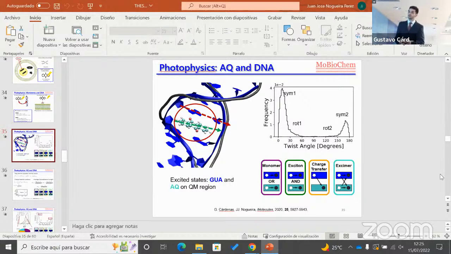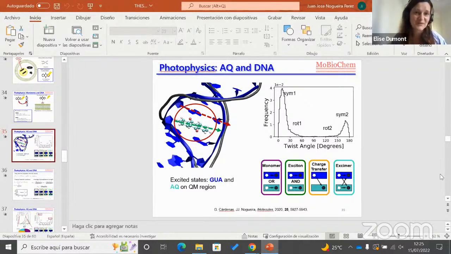Of course, this effect could be diminished if we could include a larger portion of the system in the QM region, in which case our molecule of interest, the photophysics of the molecule of interest, are that of anthracene. If we have it surrounded by QM atoms, this overpolarization effect could be circumvented. Okay.